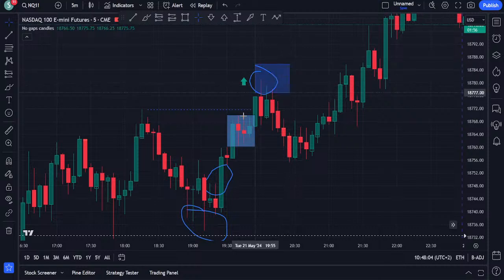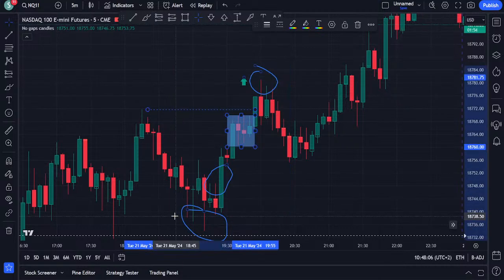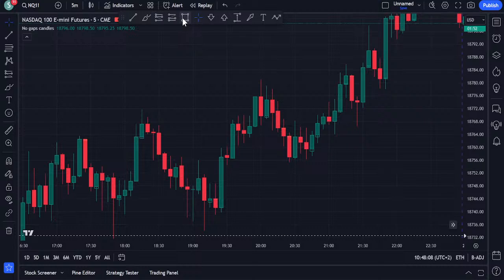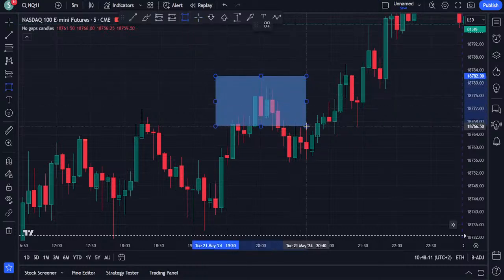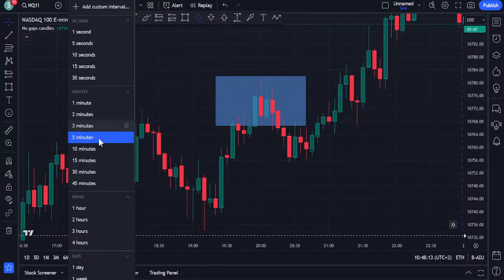So let me show something else that's interesting in this area, right? Let's go here for this reversal, right? Let's go on M1.